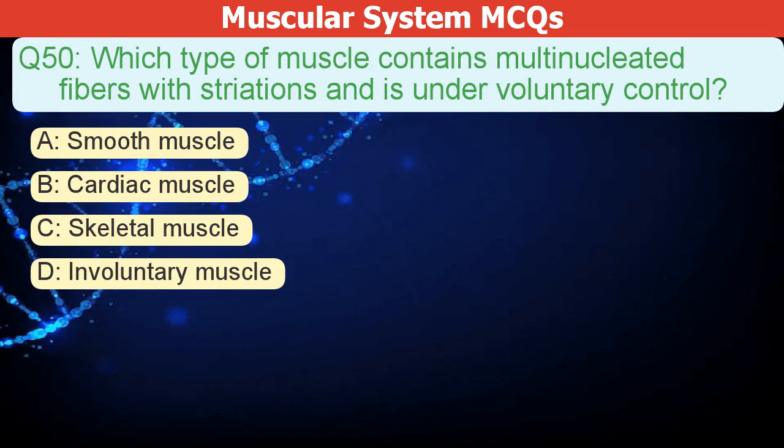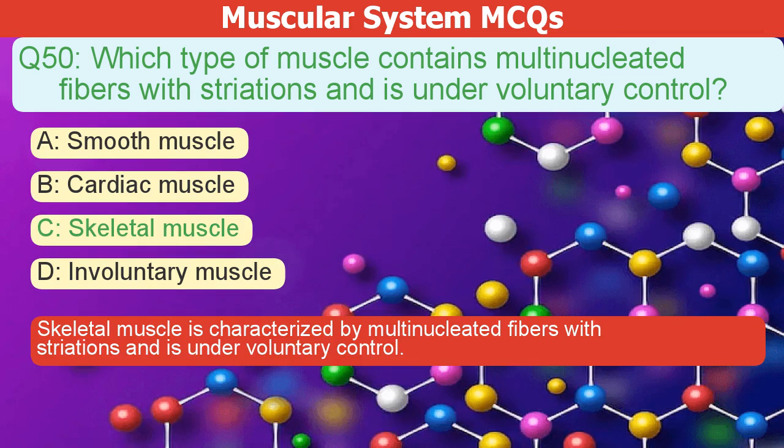Which type of muscle contains multinucleated fibers with striations and is under voluntary control? A. Smooth muscle. B. Cardiac muscle. C. Skeletal muscle. D. Involuntary muscle. The correct answer is C. Skeletal muscle is characterized by multinucleated fibers with striations and is under voluntary control.